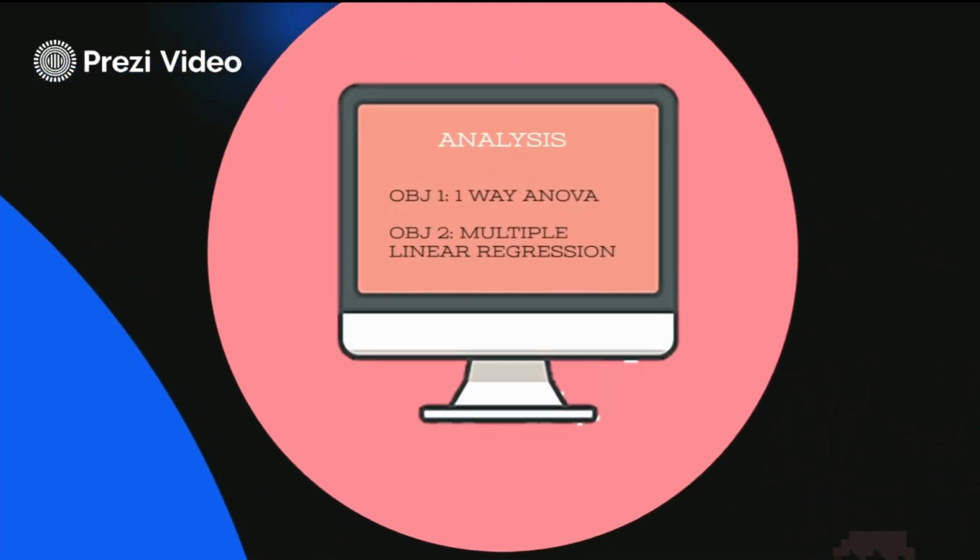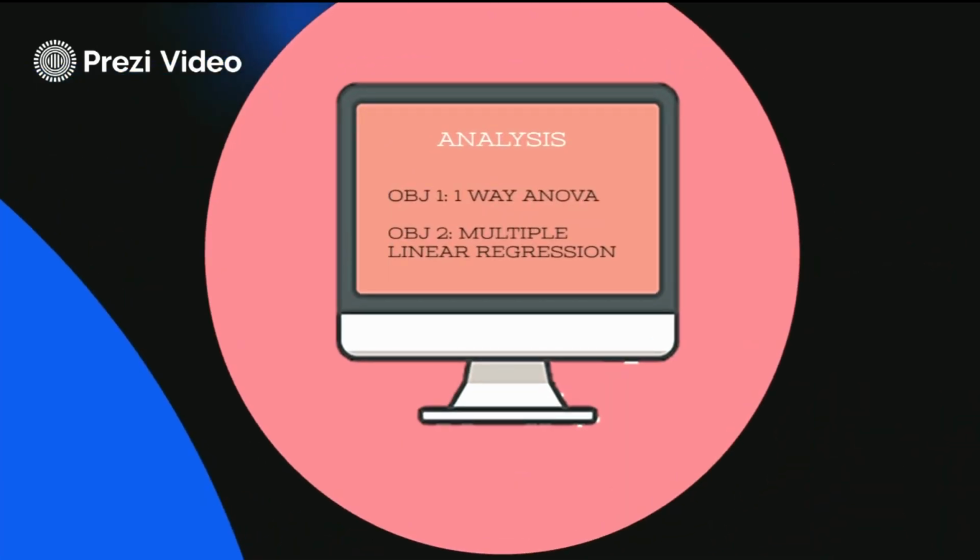Tukey analysis is used to analyze the data. For Objective 1, one-way ANOVA is used to determine whether there are any statistically significant differences between brands. Then, to achieve Objective 2, multiple linear regression is used.